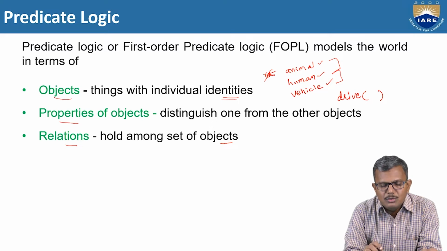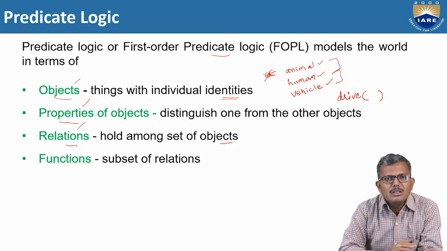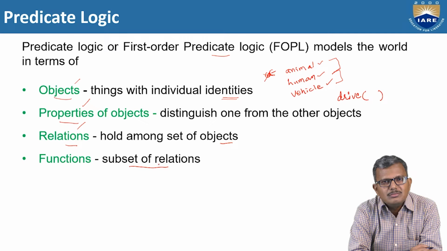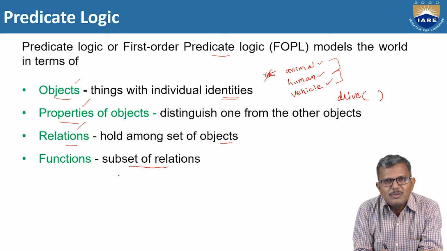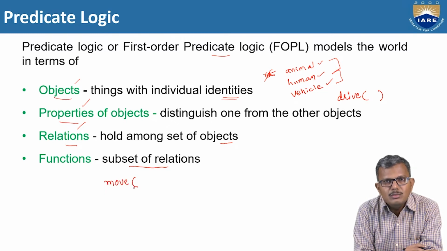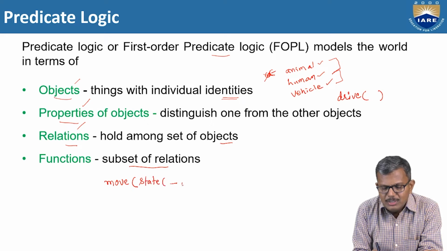When you want to represent something in predicate logic, you need to understand what are called objects, which are called properties of objects, and which are called relations. Along with these you need another, which is called functions. Functions are nothing but a subset of relations. I will show a simple statement of how these subsets can be represented. We are not going to use it as an example in this session, but try to understand it. I can use this sentence: move, and some state, and some list of parameters will be there.